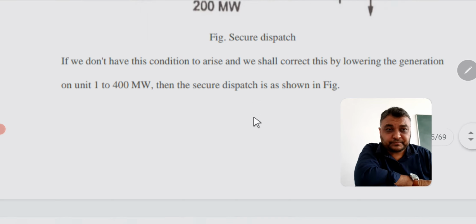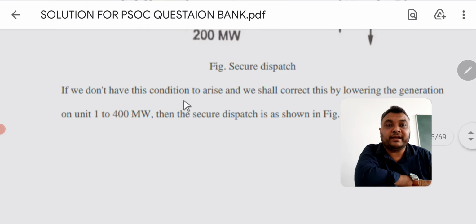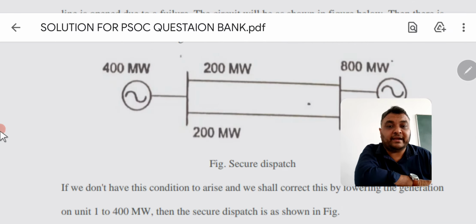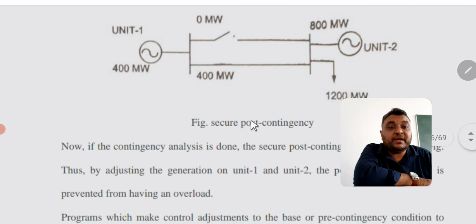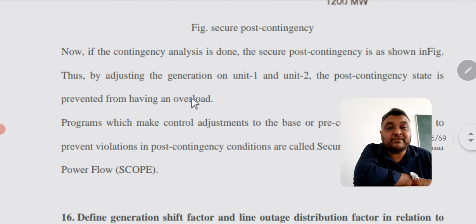Okay, now over here you can see, if we don't want this condition to arise, we correct it by lowering the generation on unit 1 to 400 megawatt. That is what we are discussing right now. Now here you can see it is the secure post contingency. If one of the lines is out over here, we just put a limit on the generation, or reduce the generating capacity of that particular generator, and reduce the load on the particular transmission line which carries all the power. Okay, so here is the figure for the secure post contingency, and now we will discuss the theory included.